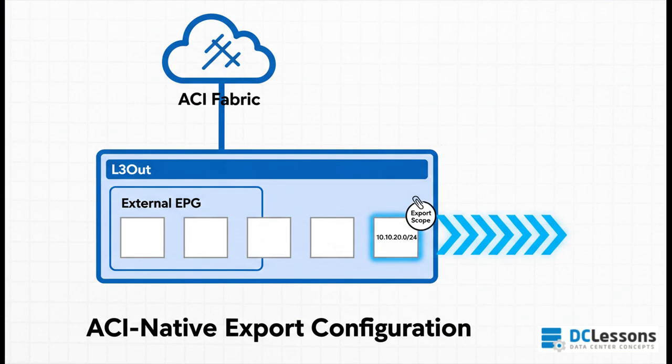Okay, now for our second method. And this one feels a lot more, well, ACI native. Instead of building a separate policy that looks and feels like a route map, we just declare what we want to do directly on the subnets themselves, right there under the external EPG.